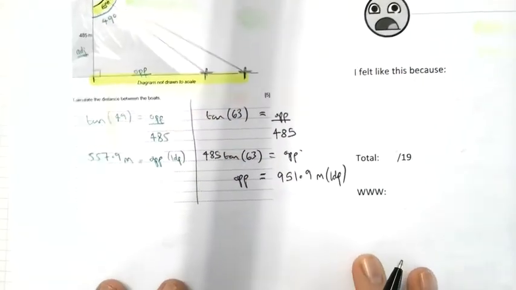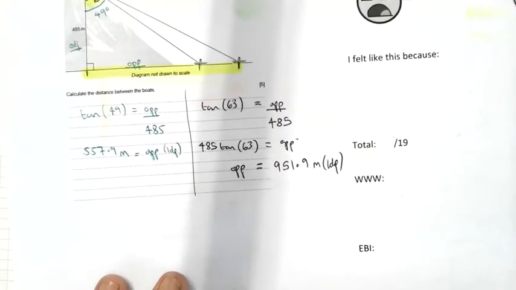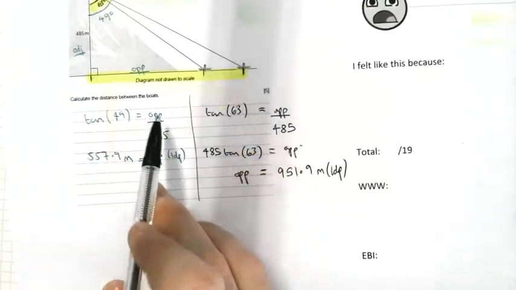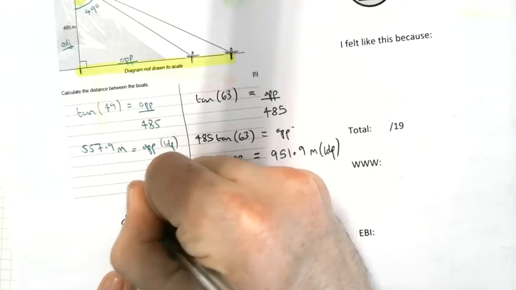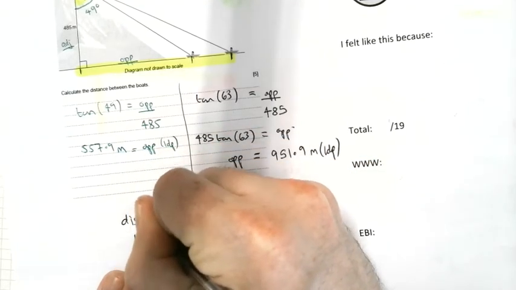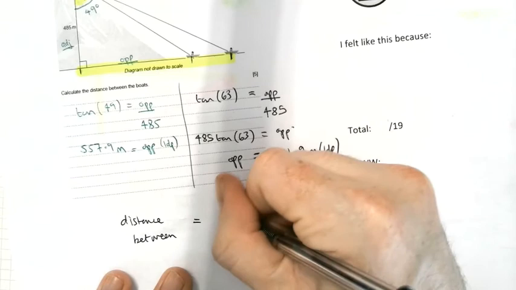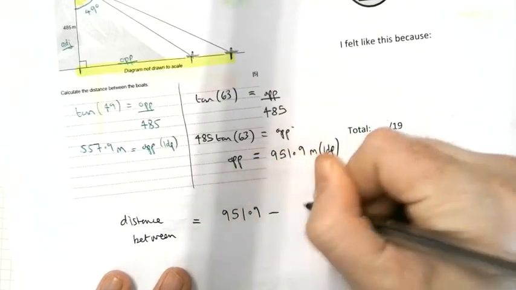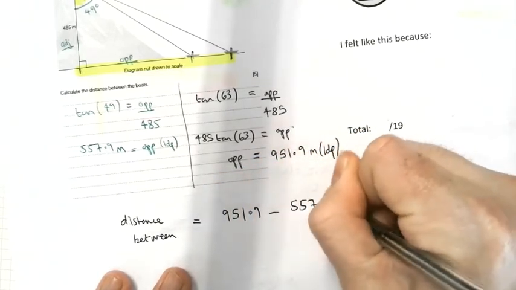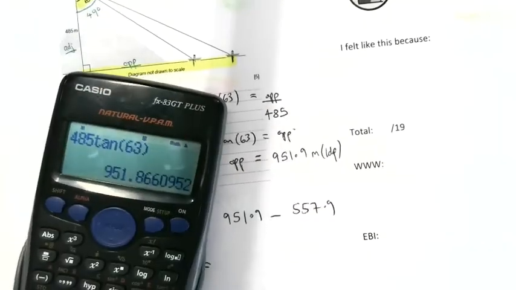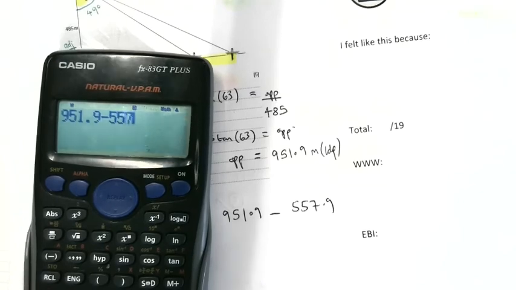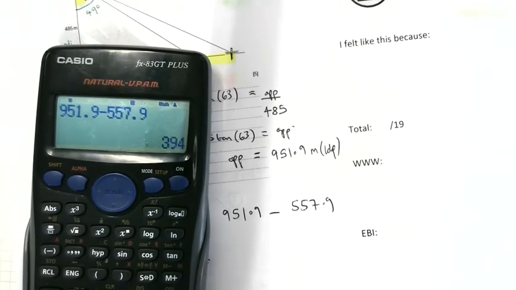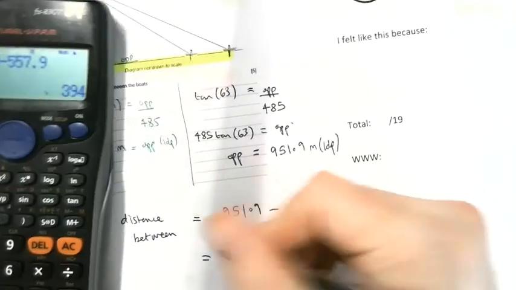And then, how am I going to work out the distance between the two boats? Take them away. We know all of this is 951. We're not interested in this first bit. So distance between boats is equal to 951.9 take away 557.9. Okay, so I'll put that into my calculator. I'm not going to risk trying to do anything like that off the top of my head. 394, yeah, give or take.